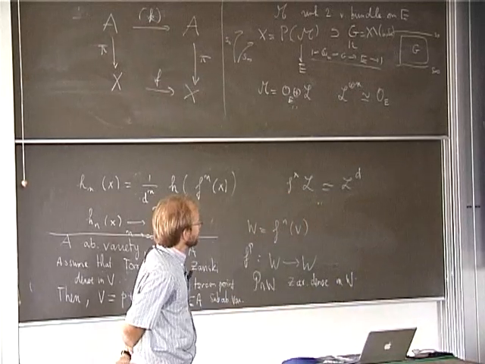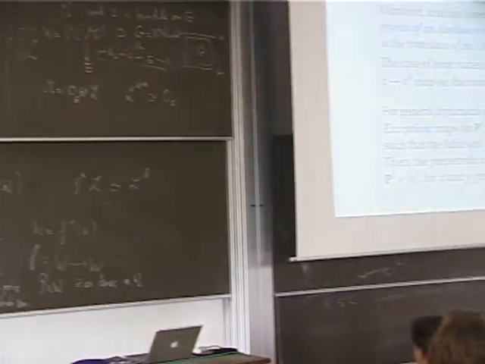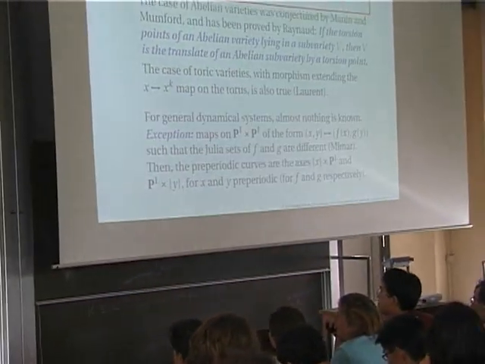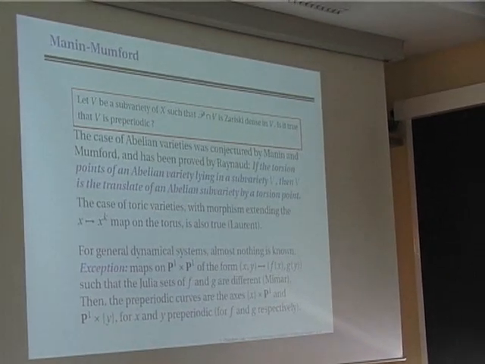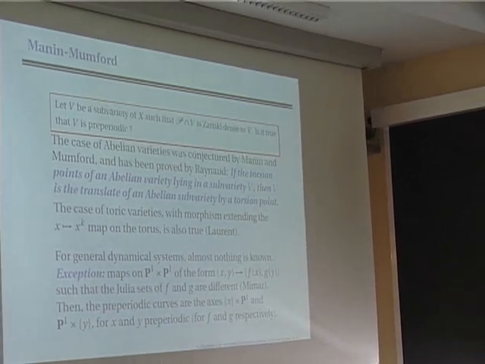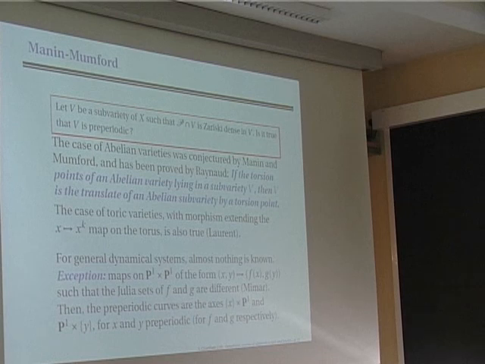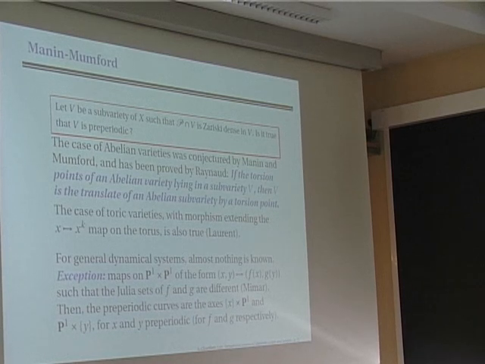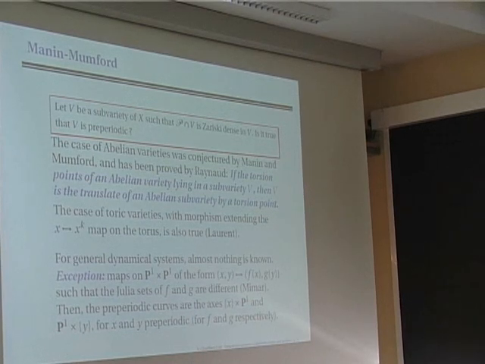So the case of toric varieties, where the morphism is just the extension of multiplication by k on the torus, is also true, and it has been shown by Michel Laurent. And for general dynamical systems, almost nothing is known.